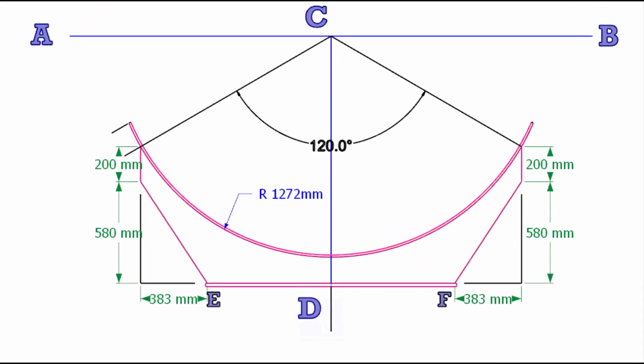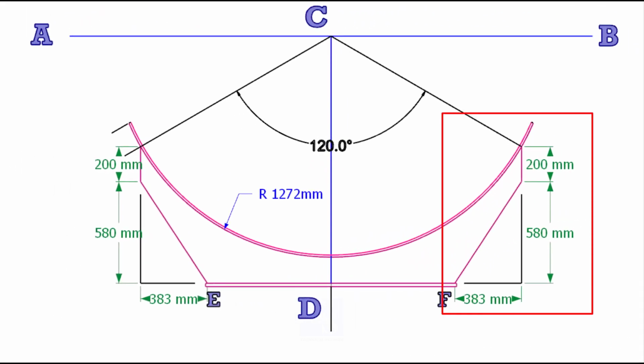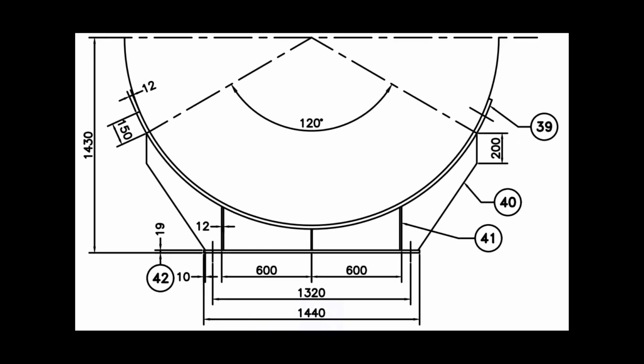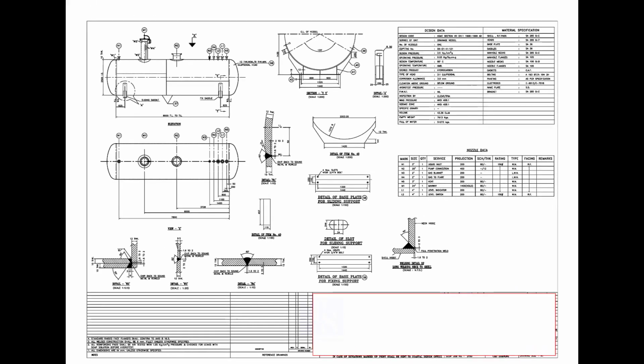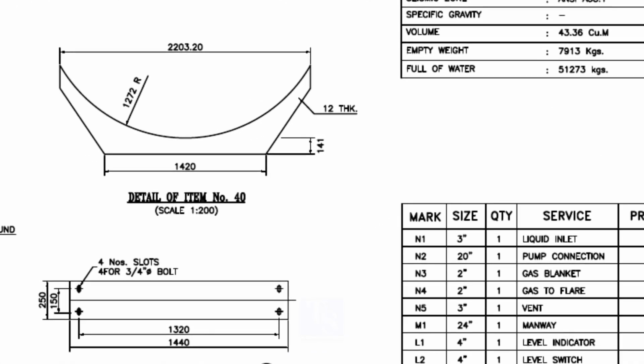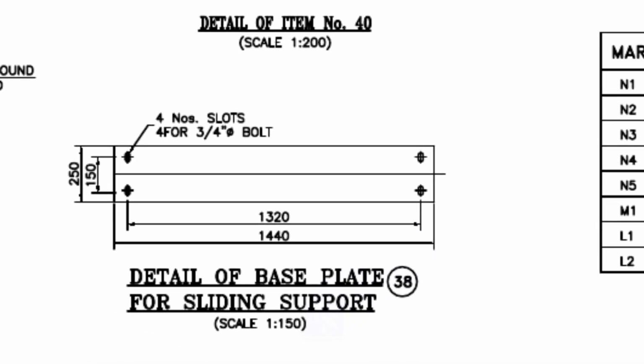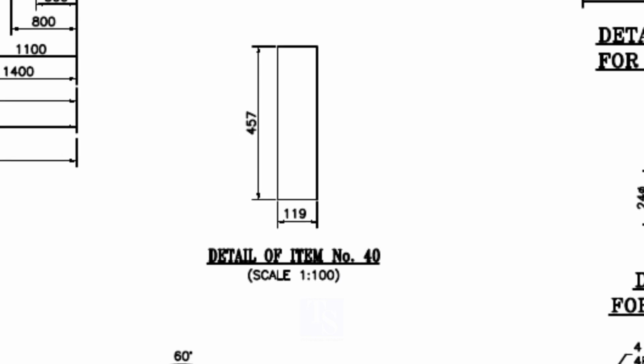Square the layout and add additional details for easy marking as shown. Draw item number 41 and note down the height. Now you have all the details for marking item number 40. Make item number 38 as shown. Drill the holes and make the slots. Cut item number 40, 4 pieces.